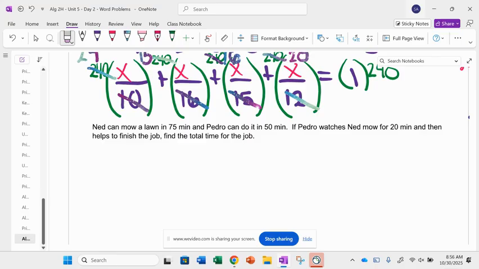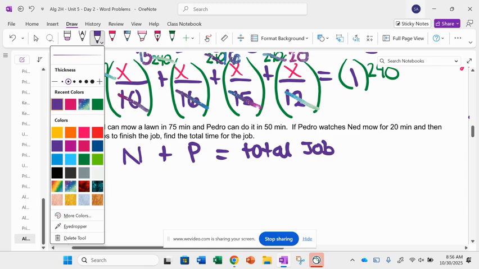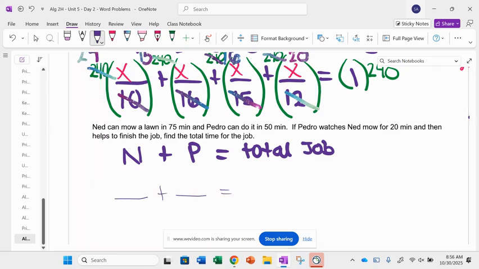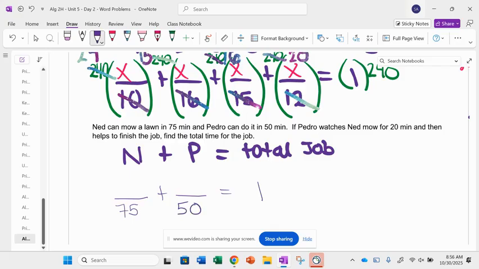So Ned can mow a lawn in 75 minutes. Pedro can do it in 50. So do we agree that it's still Ned plus Pedro will equal the total job? We're good with that? Okay. So fraction plus fraction equals one whole job completed. And we know their individual times, right? Ned's individual time is 75. Pedro's individual time is 50.